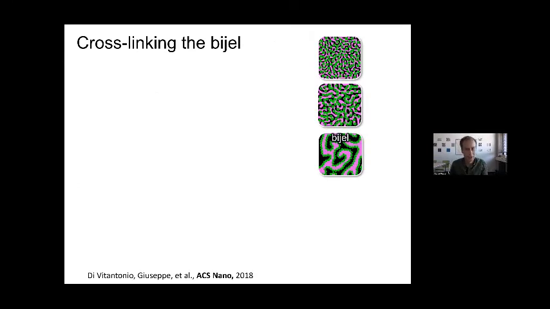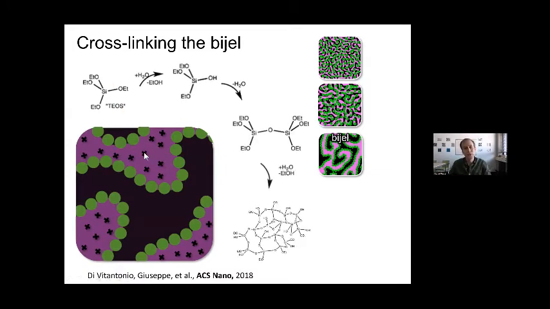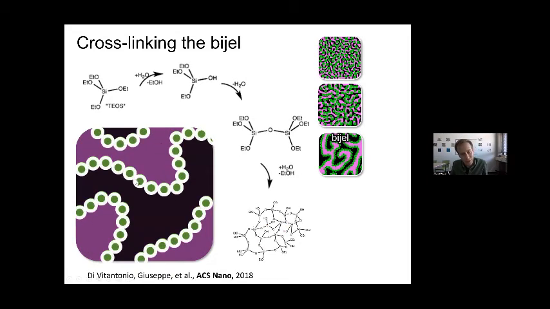In order to do this, we actually first need to reinforce the bijel by cross-linking the nanoparticles at the interface. So this is a little bit of chemistry. We have a chemical called TEOS, and it is in the oil phase, and it hydrolyzes to form silica. And that silica binds the particles at the interface to each other so that they are not only held by interfacial tension, but really mechanically or chemically bound to each other. And that makes the bijel more robust.